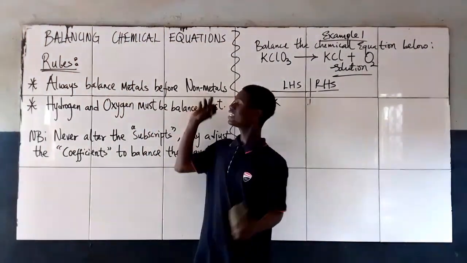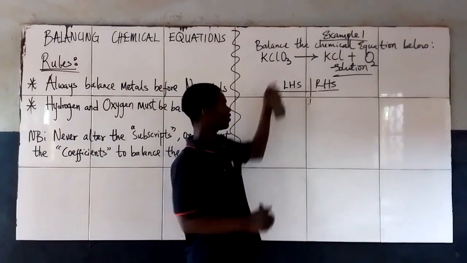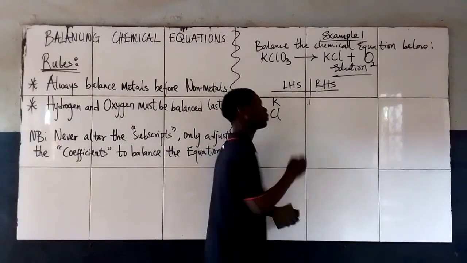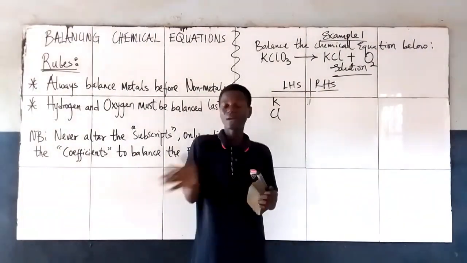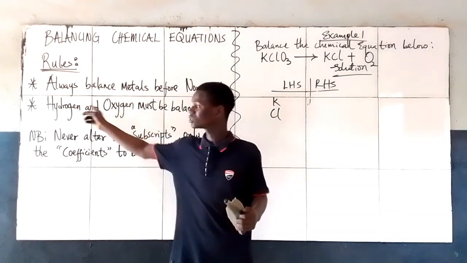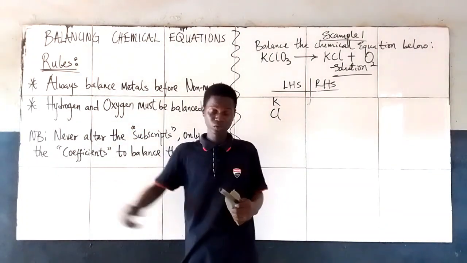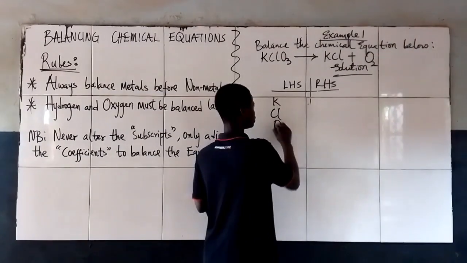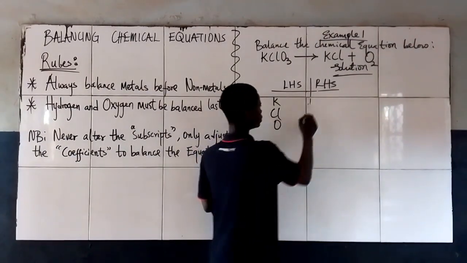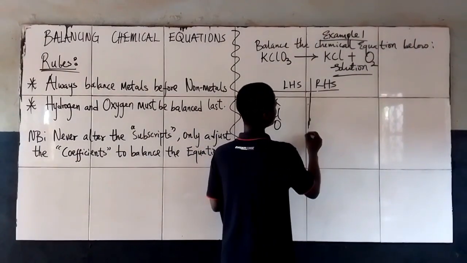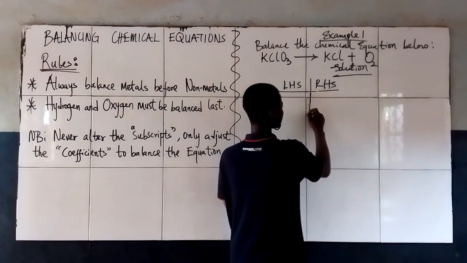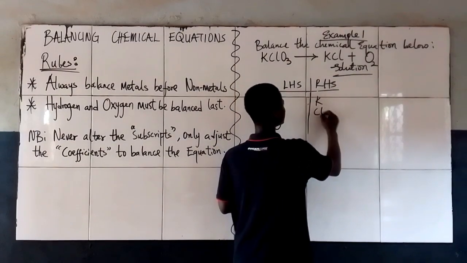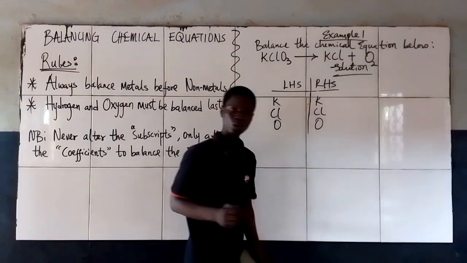Now is there any non-metal on this side? You have chlorine and oxygen. And like we said, ensure you balance the other non-metal before you balance oxygen and hydrogen. Is it not? So that's why I'm balancing chlorine before oxygen. Is that clear? Good. So I will continue again. Now on the right side, we also write K, Cl, O. So this is what we now have.